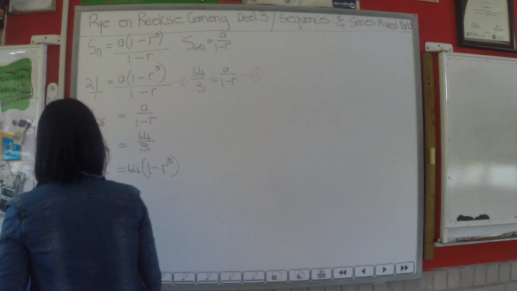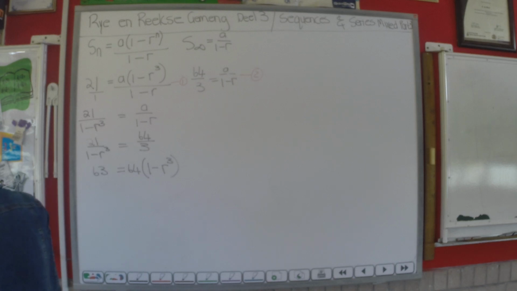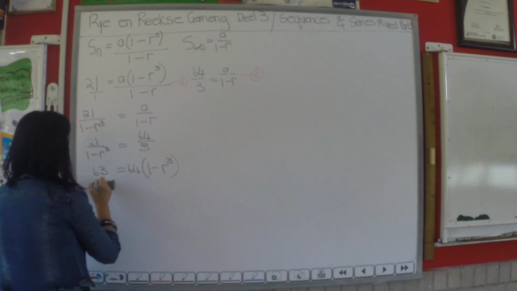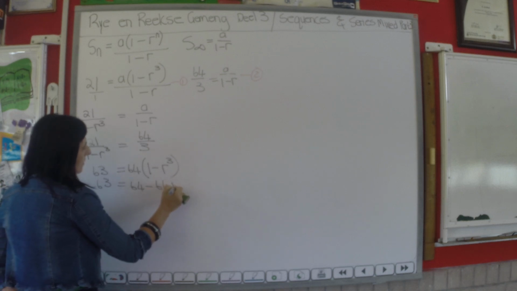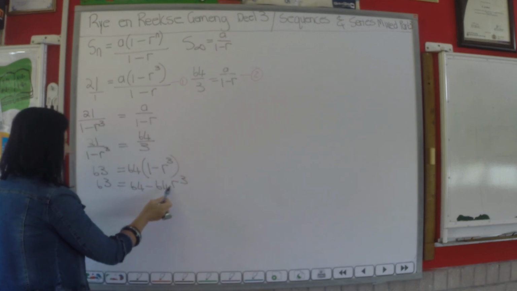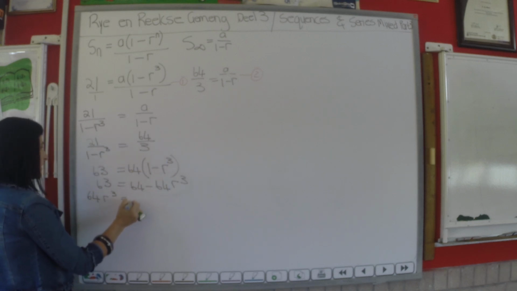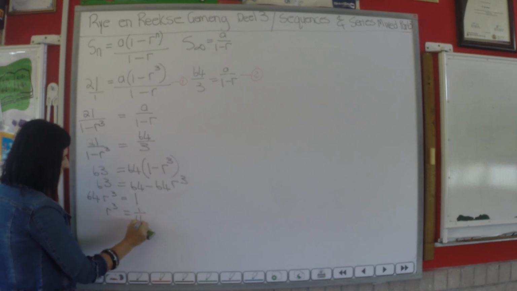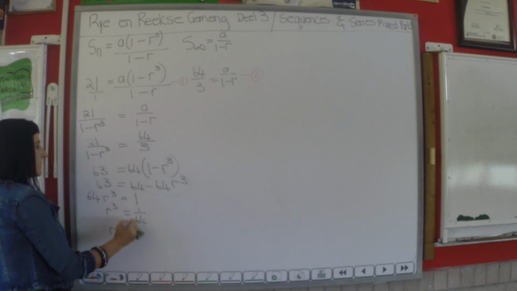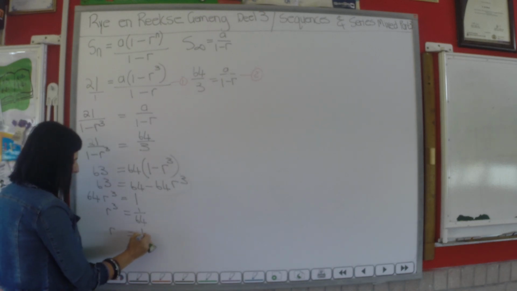So now we can multiply this out. 63 equals 64 minus 64 r cubed. So we can bring this to this side, then it becomes 64 r cubed, and that one to the other side, then it becomes a minus, so that equals 1. So now we can get r cubed as 1 on 64, so that will be the third degree root of 1 on 64, and that's going to be a 4th.